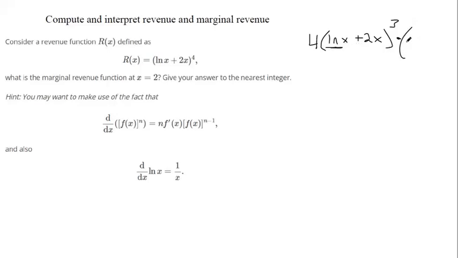So term by term, the derivative of natural log x, they tell you right here. Derivative of natural log x is 1 over x. The derivative of 2x is 2. There's our derivative. There's our marginal revenue.